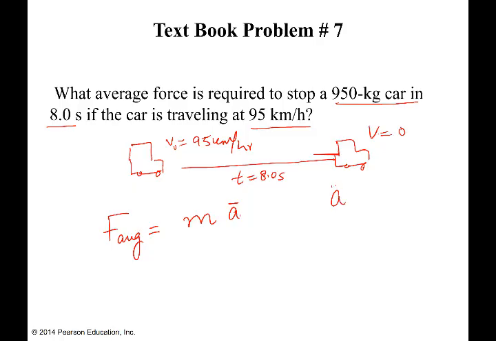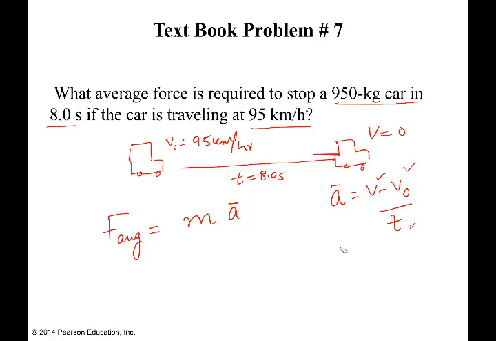So acceleration is V minus V naught. Average acceleration is V minus V naught over T. And we know V naught, we know V, we know T. We can find the average acceleration. But it is better to first convert 95 kilometers per hour into meters per second, because we want everything to be in SI units.